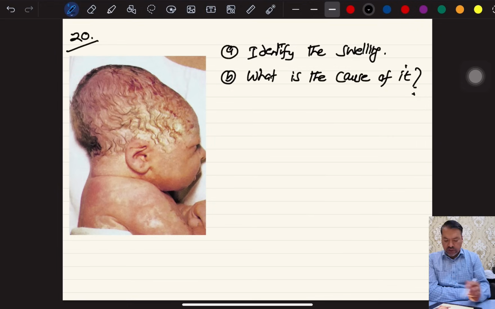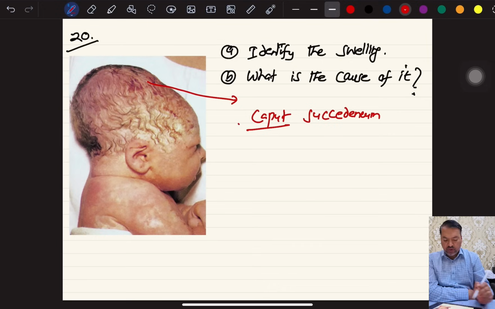Now question number 20, identify the swelling which is present on the head. Okay, and what is the cause of it? Now look very carefully at what type of swelling this is. This is a big swelling which is covering most of the scalp. Okay, most of the scalp. So this is clear cut, a case of Caput succedaneum. We can simply call it Caput also. Okay, and what is Caput succedaneum? It is the edema of scalp.